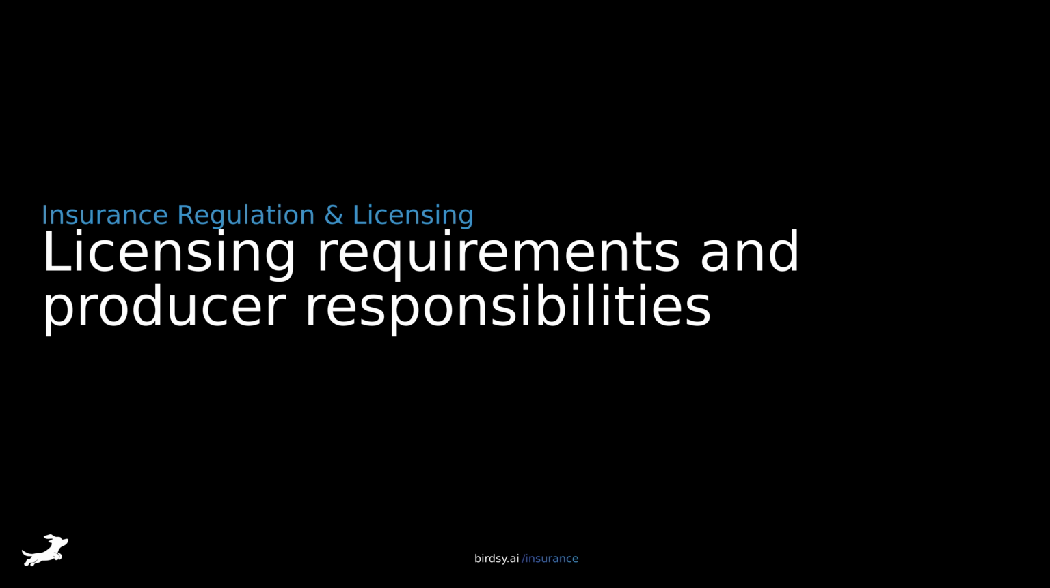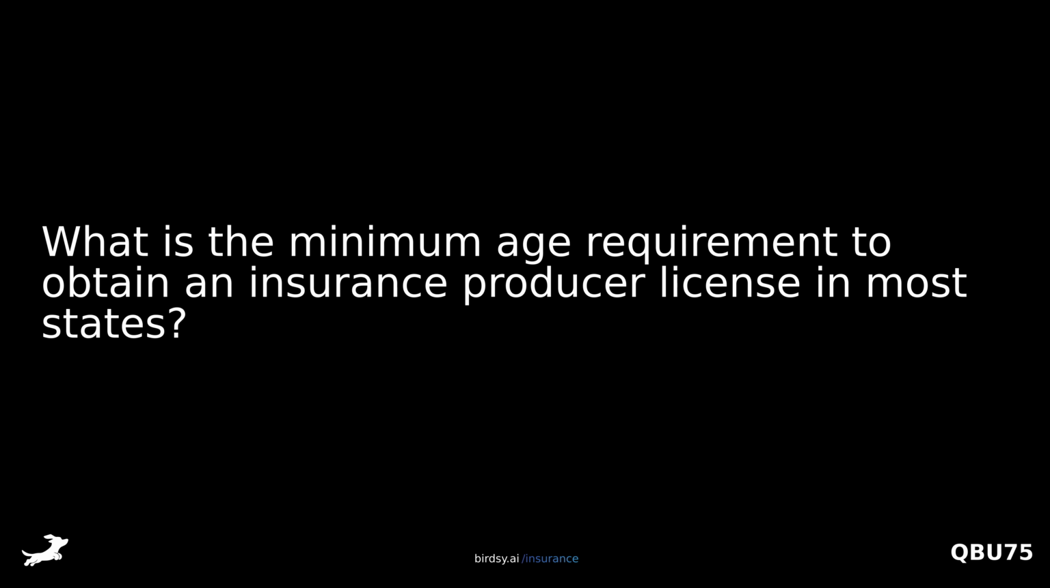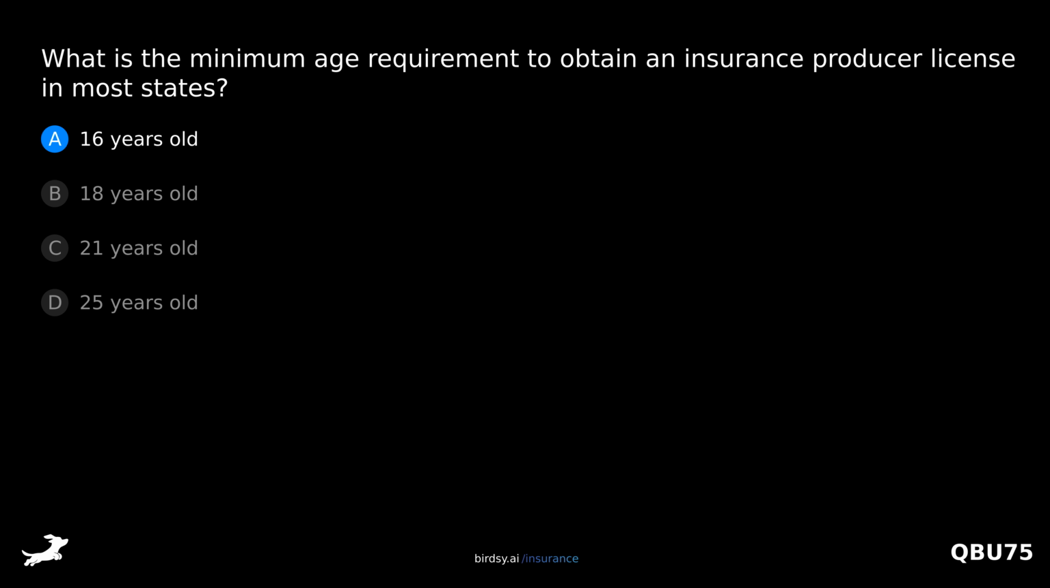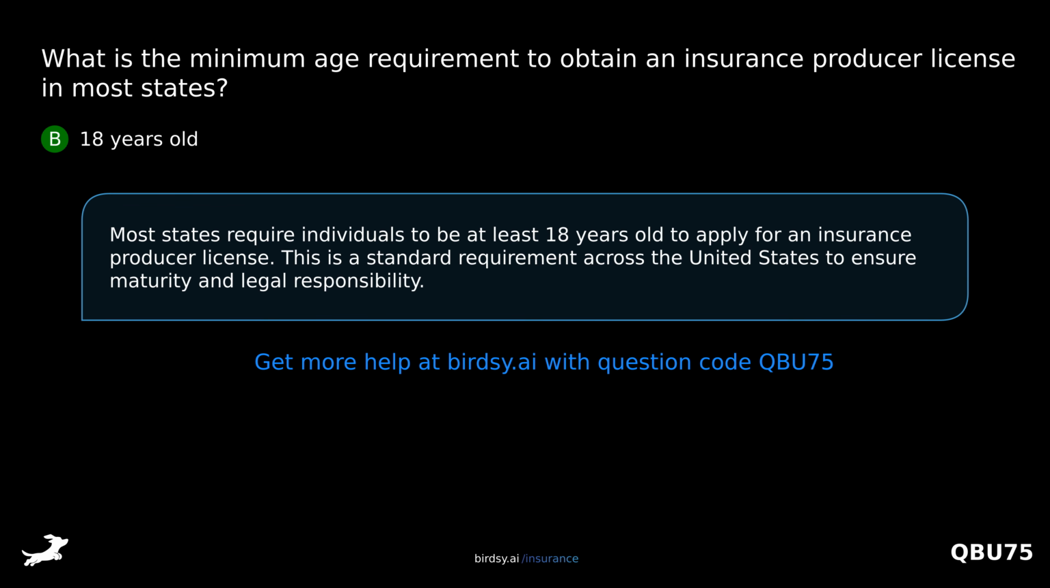Insurance regulation and licensing: licensing requirements, and producer responsibilities. What is the minimum age requirement to obtain an insurance producer license in most states? Is it A, 16 years old, B, 18 years old, C, 21 years old, or D, 25 years old? The answer is B, 18 years old. Most states require individuals to be at least 18 years old to apply for an insurance producer license. This is a standard requirement across the United States to ensure maturity and legal responsibility.